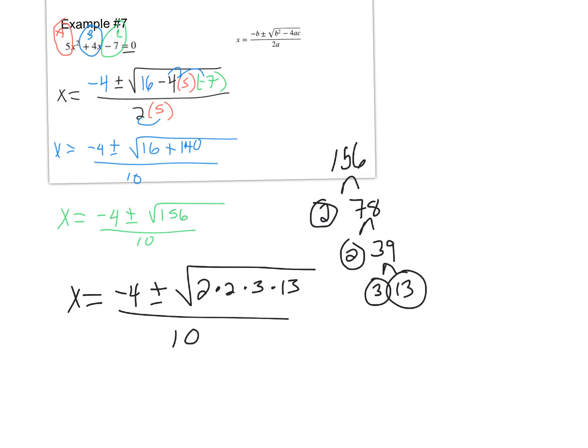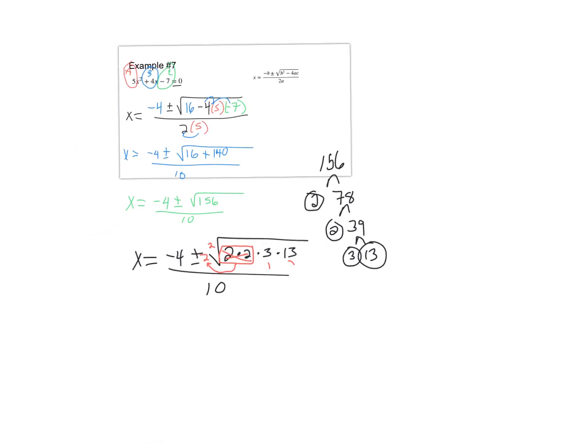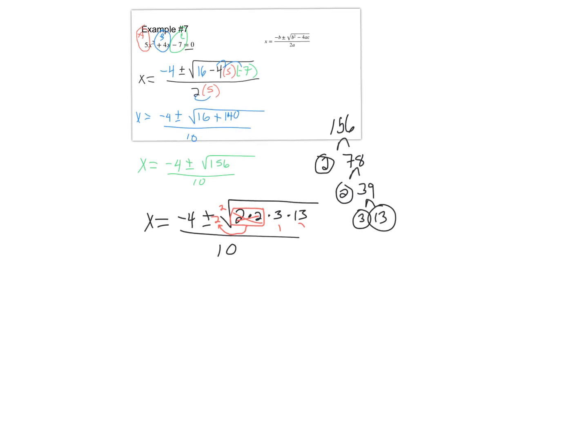Now I'm going to be looking to take out perfect groups. Since the index of the radical, which I can't see, is automatically a 2, I'm looking for perfect groupings of 2, which I have one right here. So this is going to come out of the radical as a 2. Now I've got only one 3 and one 13, so I can't do much with that. So I'm going to put this all together now as x equaling negative 4 plus or minus 2 radical, and I'm going to multiply these back together as 39, all divided by 10.